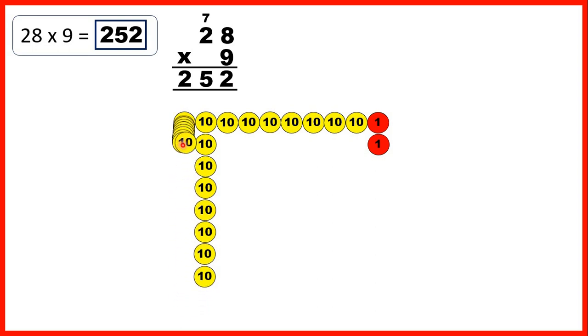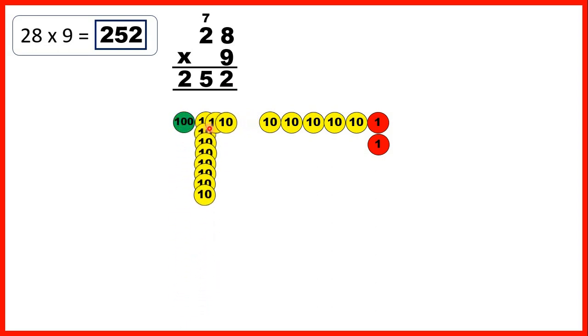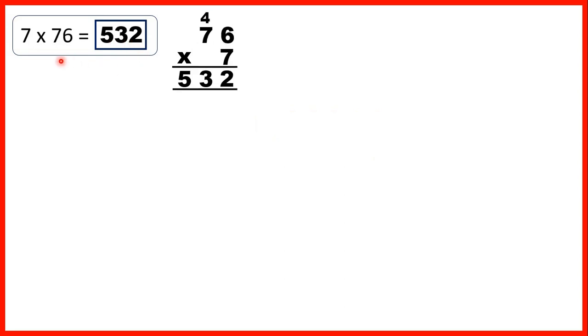Now we can regroup 10 tens to make 100, and we can do that twice. So now that we've regrouped as much as we can, we have 2 hundreds, 5 tens and 2 ones, so that's 252. Our last question was 7 times 76, but with multiplication, order doesn't matter.